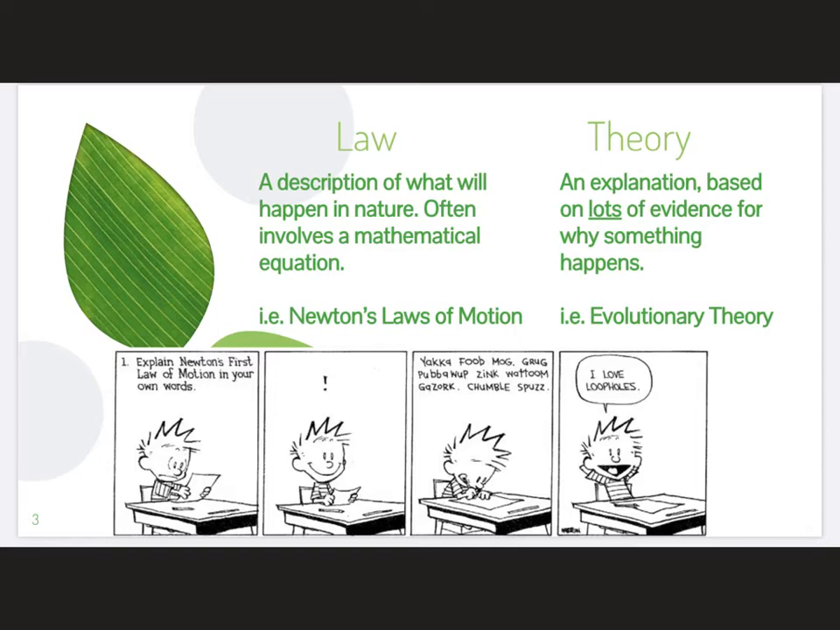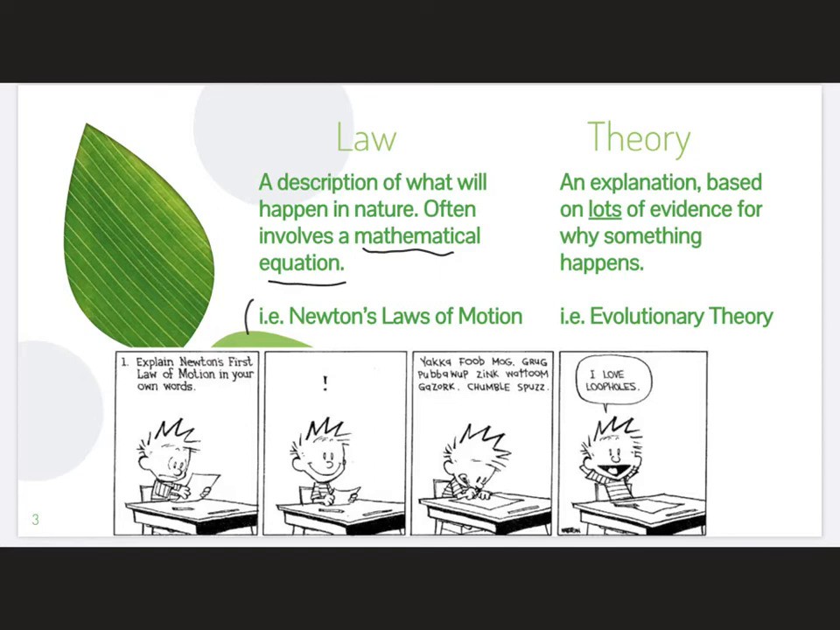A law is a description of what will happen in nature. So it's kind of something you can use to make a prediction. If I lift up my pen and let go, it will fall. And that can be described by the law of gravity. Oftentimes, laws will involve some sort of mathematical equation. So if you think back to physics, you should have learned about Newton's laws of motion. For example, F equals ma. So that's a math equation that's used to make a prediction about how things are going to move.